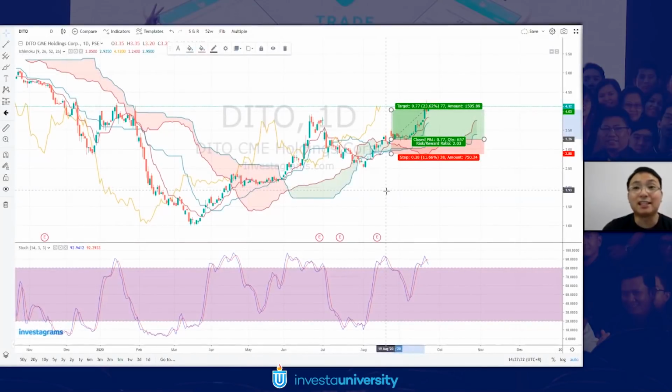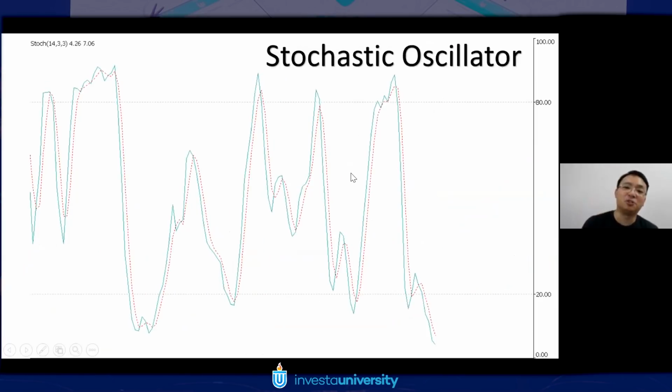To the stochastic indicator. So, lipat naman tayo. Now, your stochastic indicator isn't really as difficult as your Ichimoku Kinko-Hyo. Kasi yung Ichimoku, talagang komplikado yun, no? So, totoo lang, if you guys are able to learn it in under 30 minutes, congratulations. It took me like days to get it.